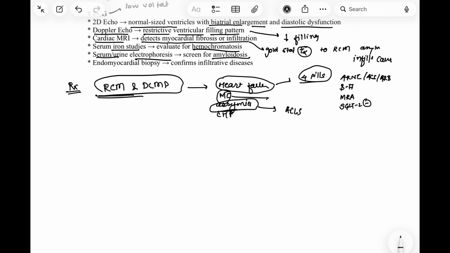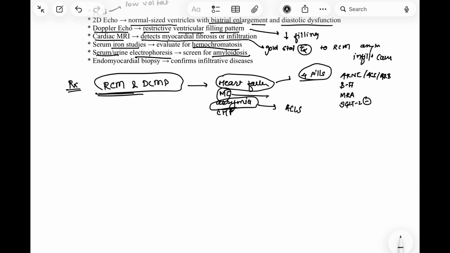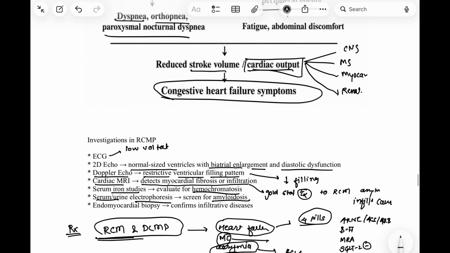So the main motto in understanding and treating RCM and DCMP is to prevent the complications, right? The definitive treatment is transplantation, right? Cardiac transplant. So this was all about the cardiomyopathy.